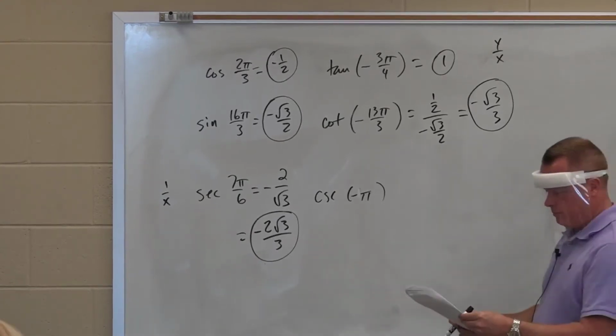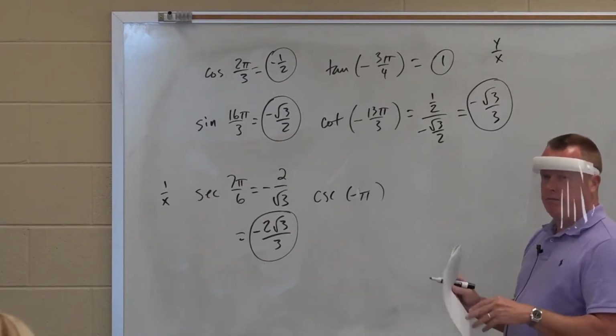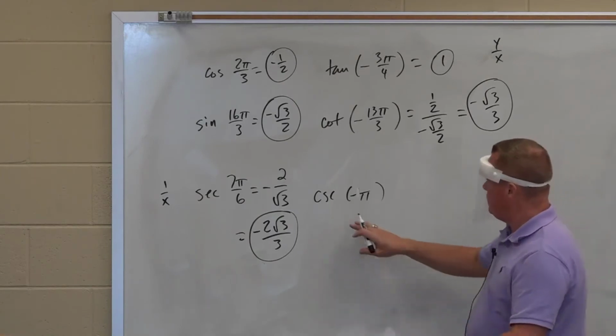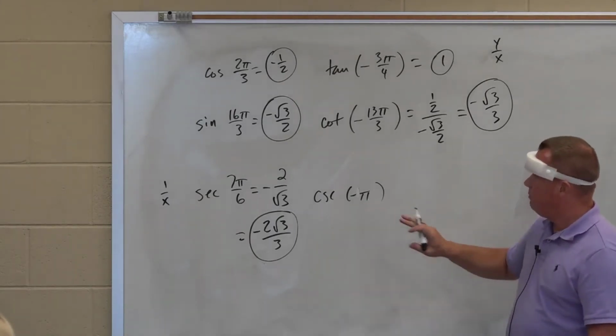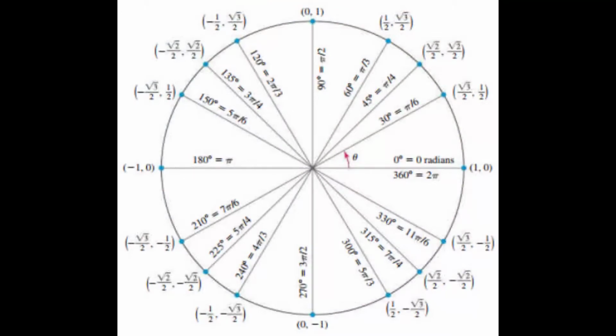One more. And then we'll just pick up with these other ones. We can do these other ones next week at the very beginning. So go ahead and, well, let's do this one first. All right, cosecant negative pi. Okay, so negative pi would be over to here. Start here and go this way. Okay, my point there is negative 1, 0.